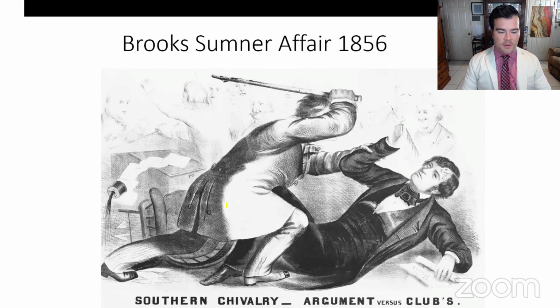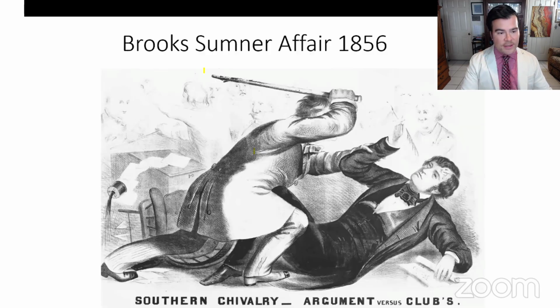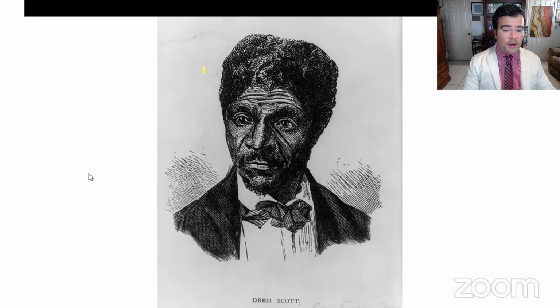like in this picture, the Southern chivalry argument. So the Brooks-Sumner affair, in the chambers of the Senate. A big fight broke out, and two men went at each other and almost beat each other to death. Okay, and these are senators we're talking about. Yes, you could use that as outside evidence. The Brooks-Sumner affair, if there's a DBQ on the Civil War, if you talk about the buildup to the outbreak of the Civil War, leading up to the Civil War.